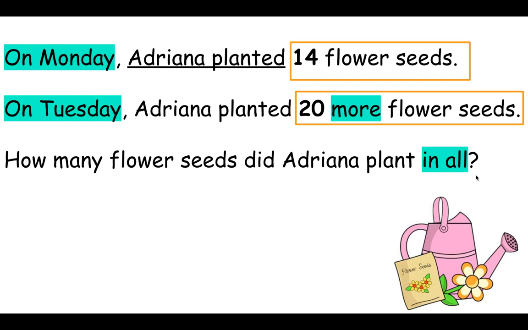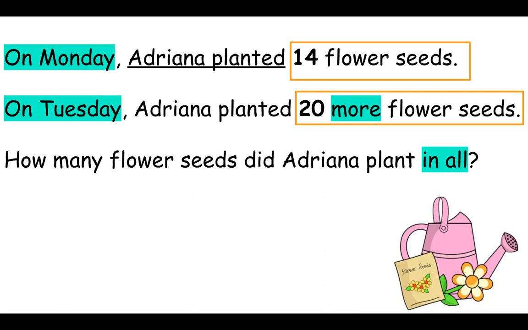So here are some things I highlighted because I thought they were important in telling us what we are doing with this problem. I highlighted the word Monday because that's one day that Adriana planted flower seeds. And I highlighted the word Tuesday because that tells us that's another day. So Adriana planted flower seeds for 2 days.